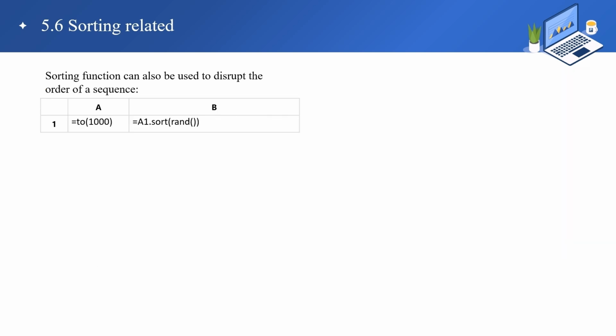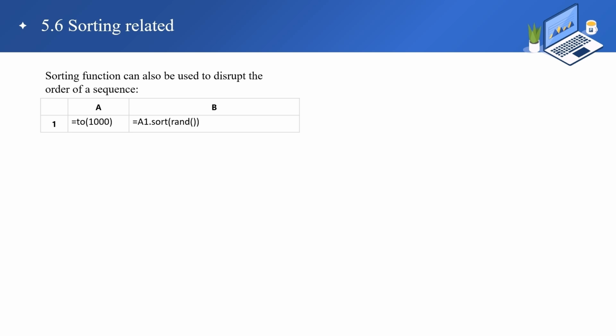Sorting is generally used to get a neat order, but it can also be used to disrupt the order of a sequence. The rand function in B1 will return a random floating point number between 0 and 1 in each calculation. The random numbers are disordered, so the order of sorting is disordered. As a result, A1, which was originally very neat, is arranged in a disordered way. If we develop a poker game, this principle can be used to shuffle cards.